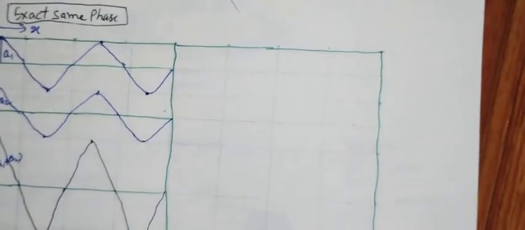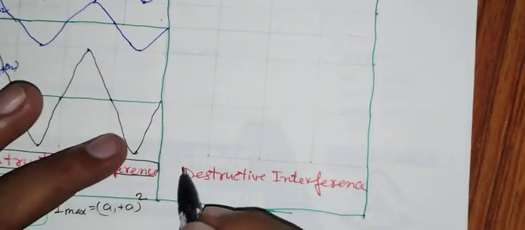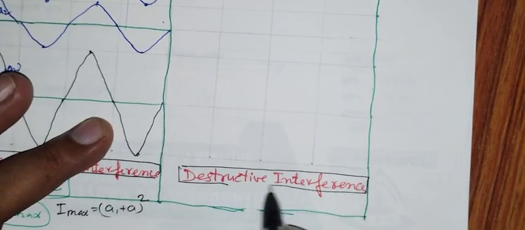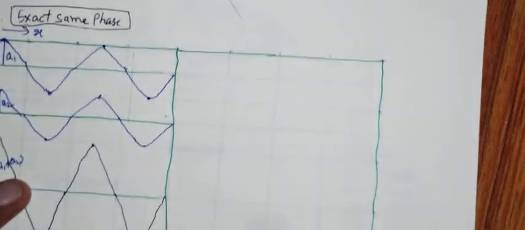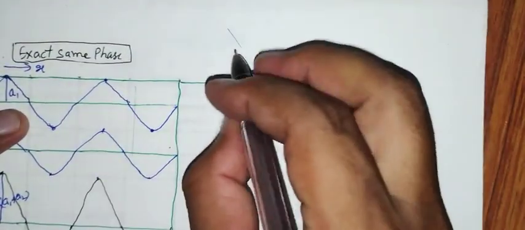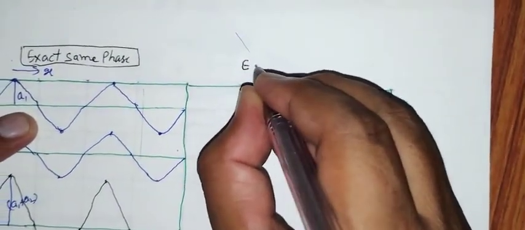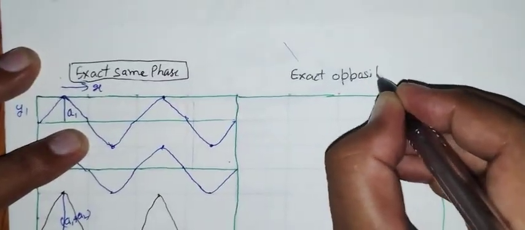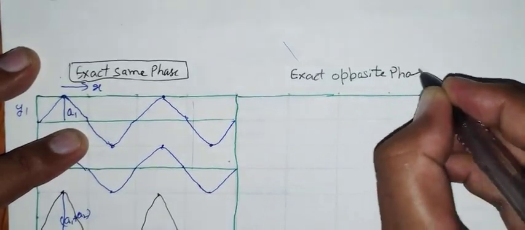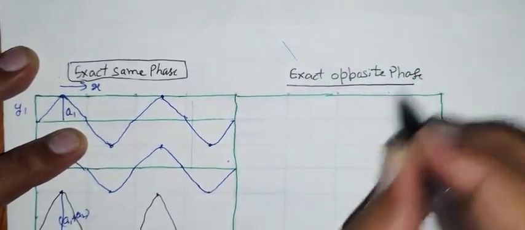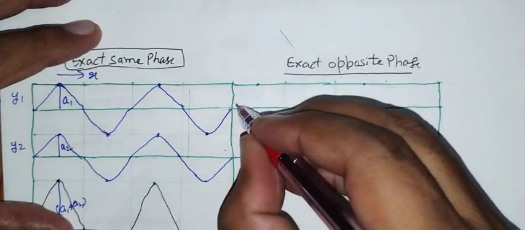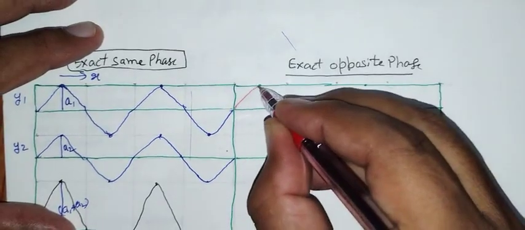Now we want to see the second case, destructive interference. Destructive interference is obtained when the interfering waves meet in exactly opposite phase. See, what is exactly opposite phase? Exactly opposite phase is like this. Consider the first wave.